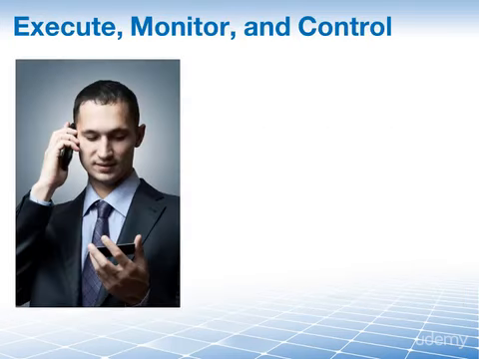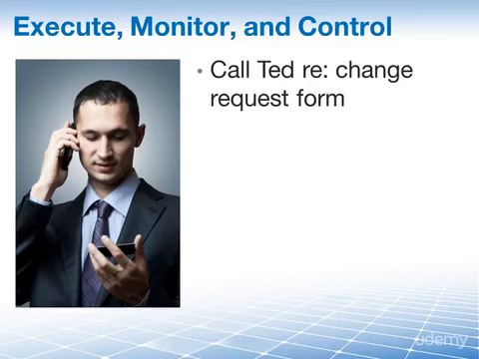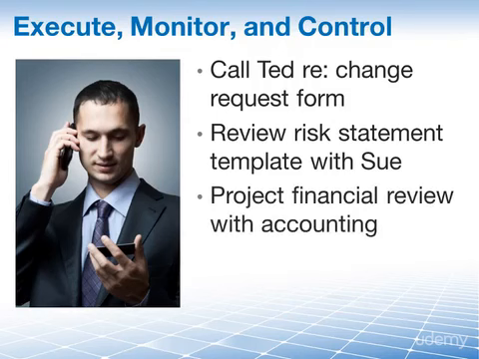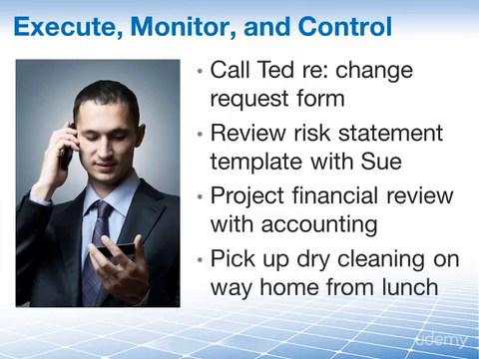Now let's take a look at a possible to-do list for when you are executing, monitoring, and controlling the project. As we're looking at this, see if you can find the role that the organizational process asset plays in the list. Here's the list. First, call Ted about the change request form. Then, review the risk statement template with Sue. Perform a project financial review with the accounting team, and pick up the dry cleaning on the way home from lunch.